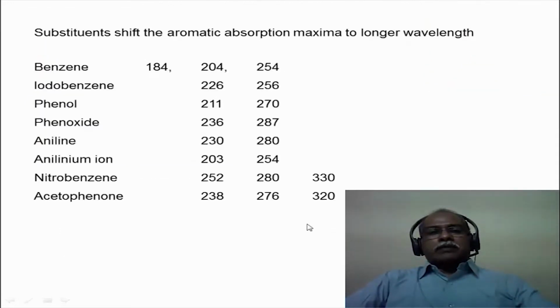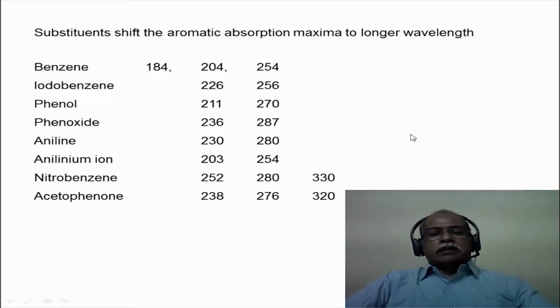Now, when benzene is substituted with auxochromes like, for example, iodobenzene, phenol, phenoxide and so on, the functional groups are essentially auxochromes. There are two effects that it does. One is that it shifts the aromatic absorption maxima to longer wavelength. As you can see from benzene, it is going from 204 nanometers to 226 nanometers. By the time you come to nitrobenzene, for example, the pi to pi star transition goes to 254 nanometer.